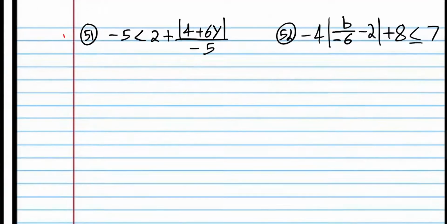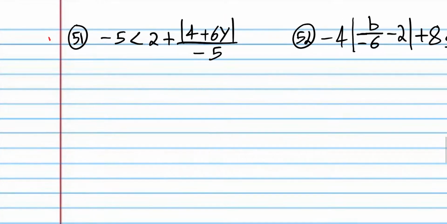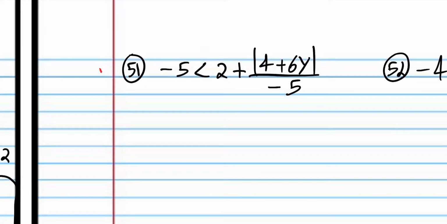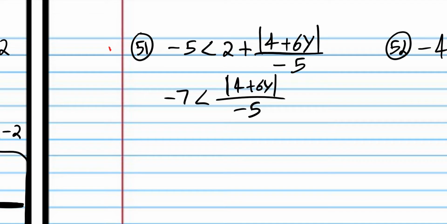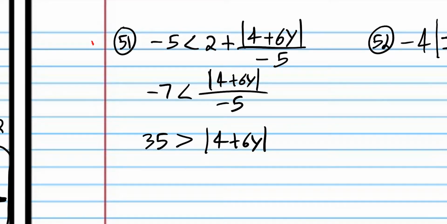Now something different is going to happen here because we're going to have to flip this inequality before we even separate into two inequalities. So we're going to subtract 2 from both sides, and we get -7 is less than absolute value of 4 plus 6y over -5. And so I'm doing this step by step. So watch what happens. When I multiply both sides by -5, we get 35 over here, and I'm going to have to flip that inequality again before we even break into two inequalities. I'm already having to flip that inequality because I multiply both sides by a -5.